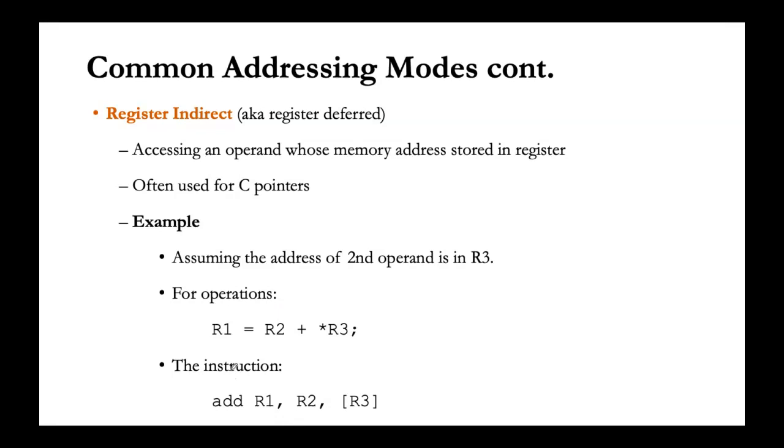So what is the instruction set for that kind of operation? For the register indirect one, the opcode is the operation addition, then the destination is R1, source 1 is R2, and source 2 is R3. R3 is giving the address of an operand, so we write it in the square bracket. So this is the instruction for register indirect.